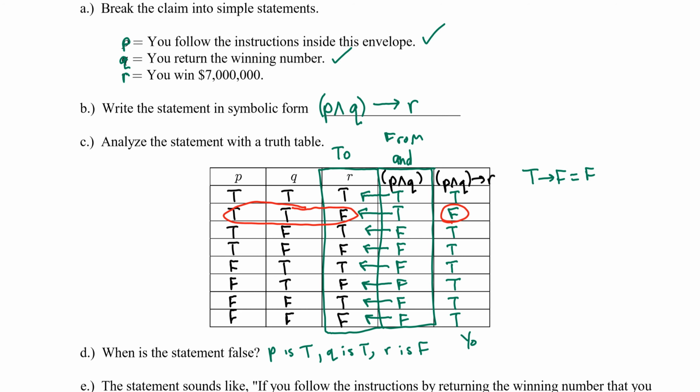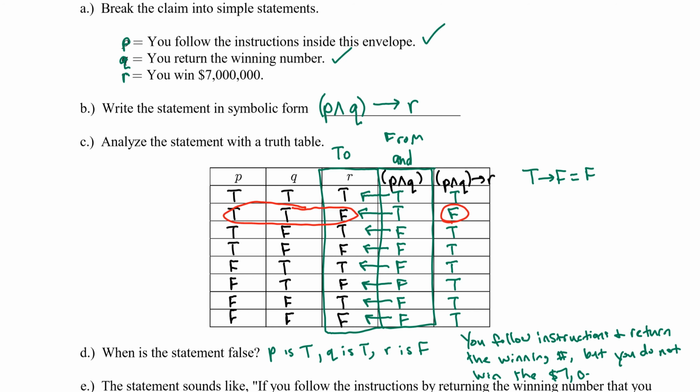So you follow instructions and return the winning number, but you do not win the $7 million. And you are mad. Why? What happened? Well, the key is that word right there. You have to return the winning number.